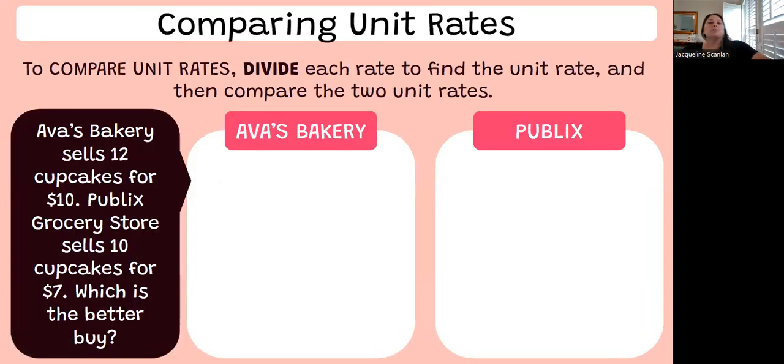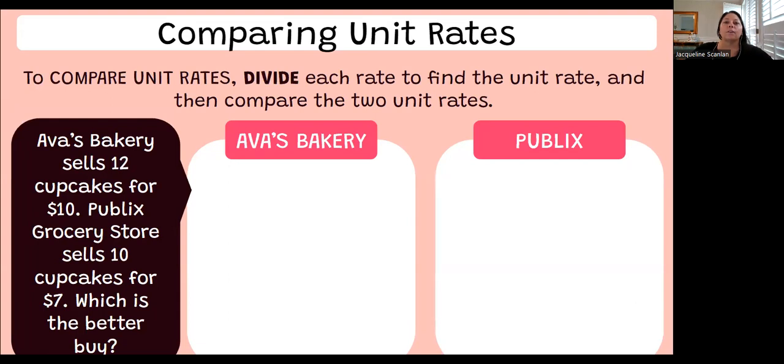This is an example of a problem that would ask you to compare unit rates. One of the biggest hints I can give you is that when you want to compare unit rates, you're going to divide each rate to find the unit rate. We're using division. Here's a problem where I'm trying to figure out which one's the better buy. I have 2 different bakeries that I'm looking at. Ava's Bakery sells 12 cupcakes for $10, and the Publix grocery store sells 10 cupcakes for $7. I want to know which one is the better buy.